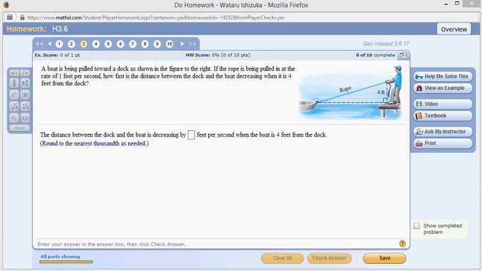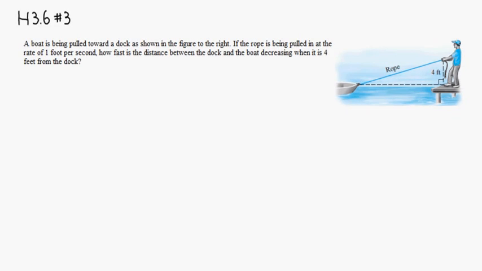Alright, let's look at homework 3.6, problem number 3. The boat is being pulled toward the dock as shown in the figure on the right, so we have a picture there. And the rope is being pulled at the rate of 1 foot per second. Maybe I'll just underline it. So here's some rate given: pulled in at the rate of 1 foot per second.